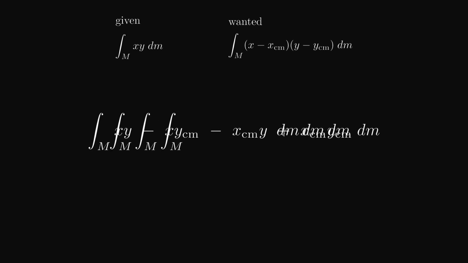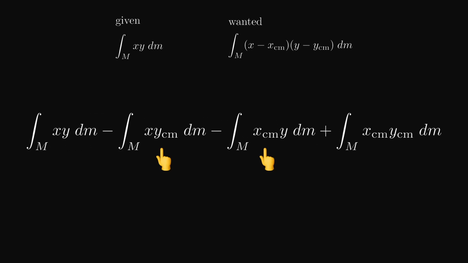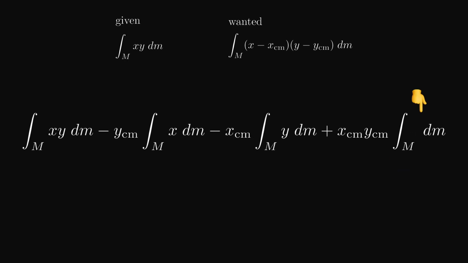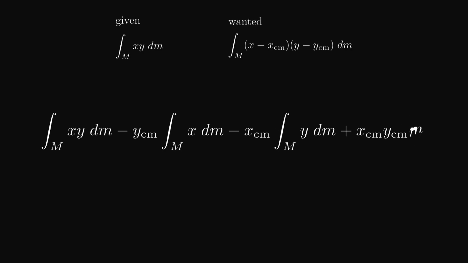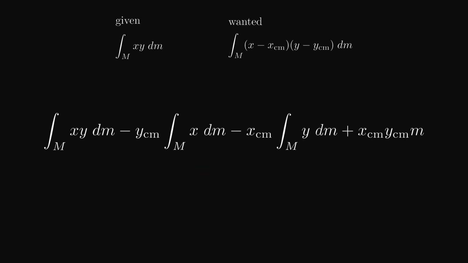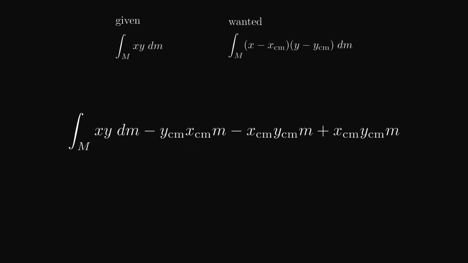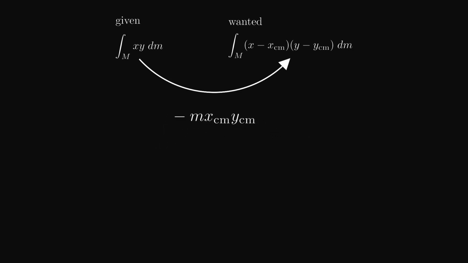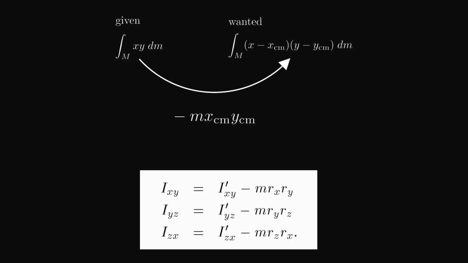Multiplying out and distributing the integral, the constant terms here and here can be factored out. And here too. As before, this constant 1 integration results in a total mass, and these two are the center of mass components multiplied with the total mass again. We are left with one addition and two subtractions of the same expression. The result is just negative 1 of it. So to go from the given inertia value to the one we want, we need to subtract this expression. And that's the formula in the paper too. The derivation of the other off-diagonal elements is analogous.